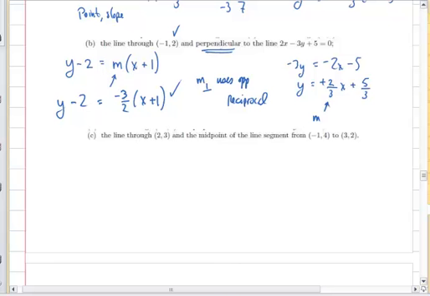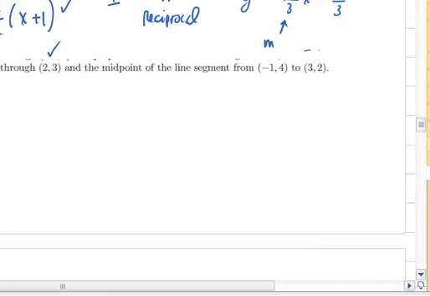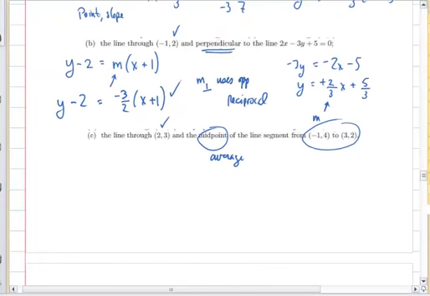Okay, so now it asks me for the equation of a line through that point going through the midpoint of the line segment from these 2 points. So this is again checking to make sure we understand what a midpoint is between 2 points. Midpoint is the average of the coordinates. I'm going to average the x coordinates: -1 plus 3 is 2, 2 divided by 2 is 1. So the average of the x coordinates is 1, and the average of the y coordinates is between 4 and 2, so it's got to be 3. So that's my midpoint of that line segment.